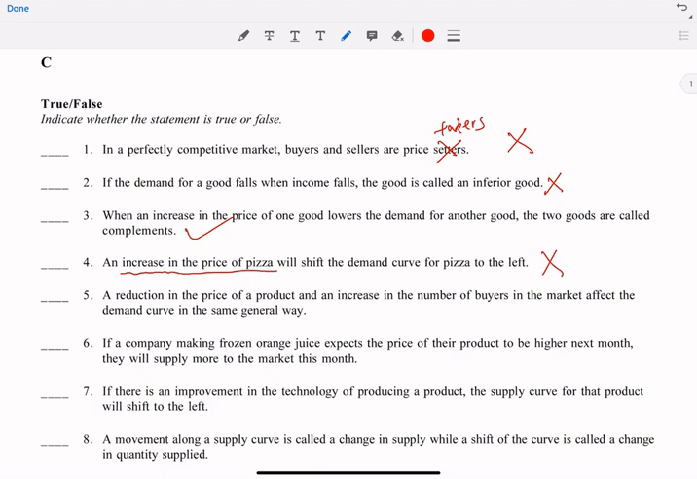First, a reduction in the price of a product means we should observe a movement along the curve. And then an increase in the number of buyers in the market means we should observe the demand curve shift to the right. That is, the demand should increase. So you can see that this statement is not correct.